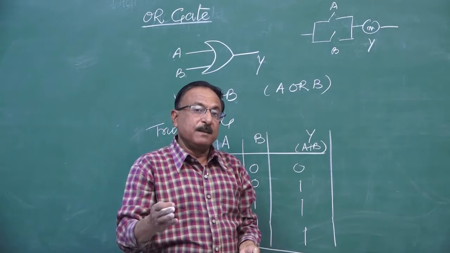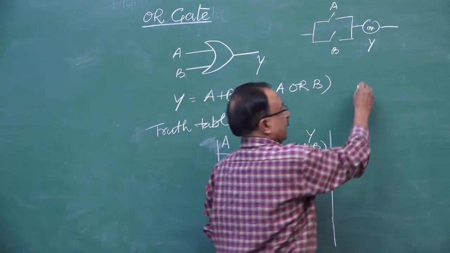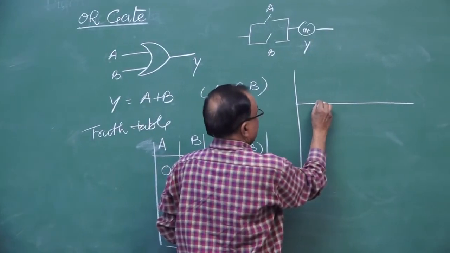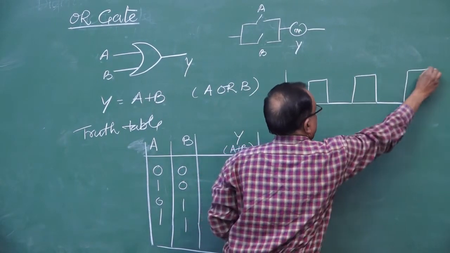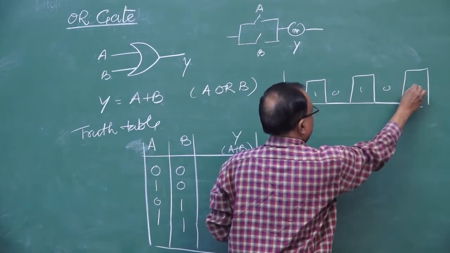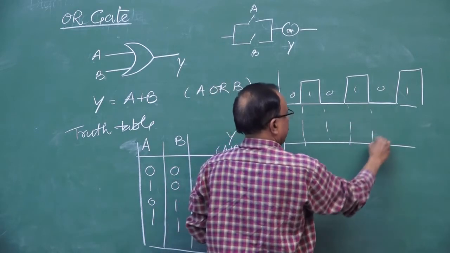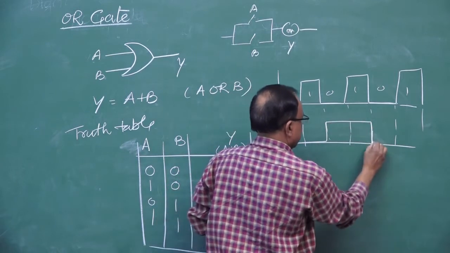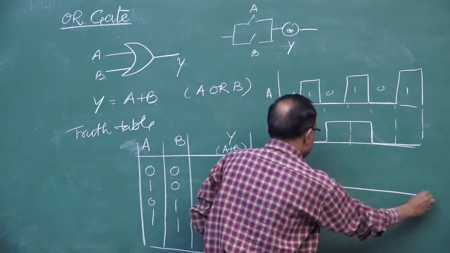How can we represent the output in the form of pulses? Here, suppose we represent the input A. This is A, 0, 1, 0, 1, 0, 1. This is B, 0, 0, 1, 1, 0, 0. Then what will be the output?